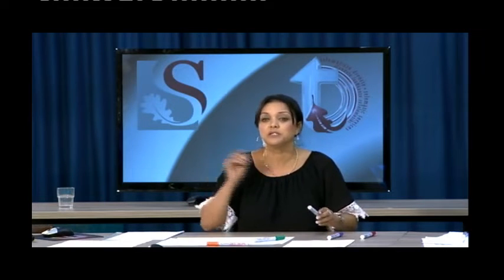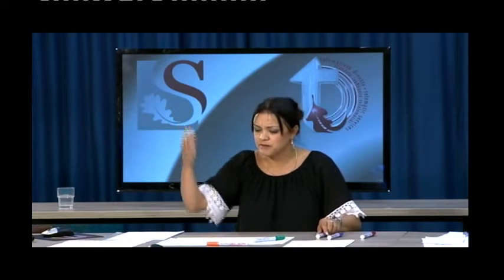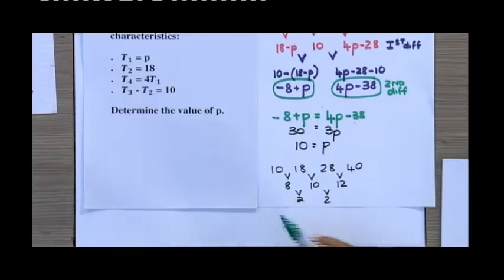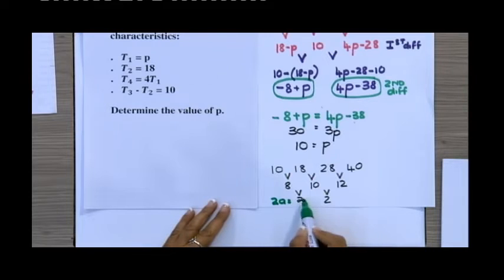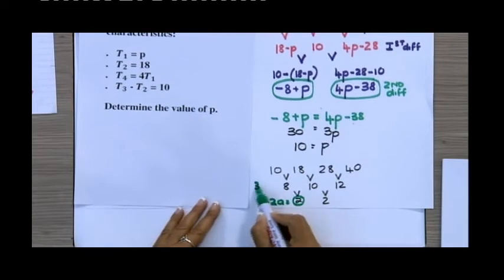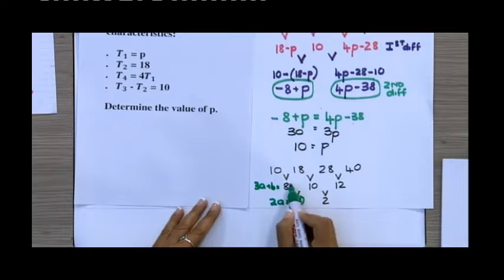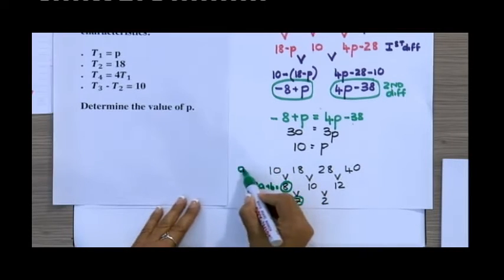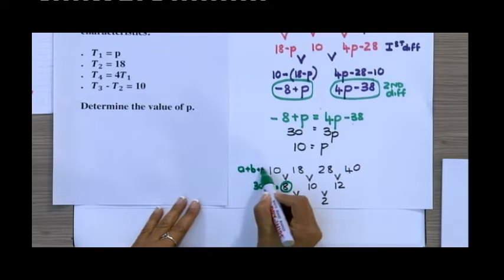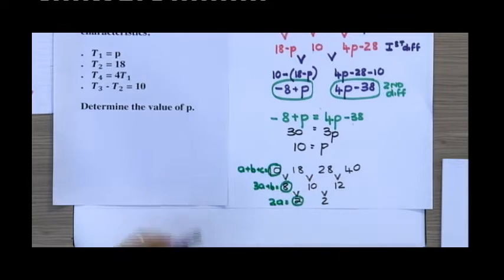Grade 11, after this, obviously your teachers can ask you to determine the value or the formula for Tn, but then we know Tn is an squared plus bn plus c. Just see if you remember the formulas with me. Here you're going to say 2a equal to 2, 3a plus b equal to 8, and a plus b plus c is equal to 10.